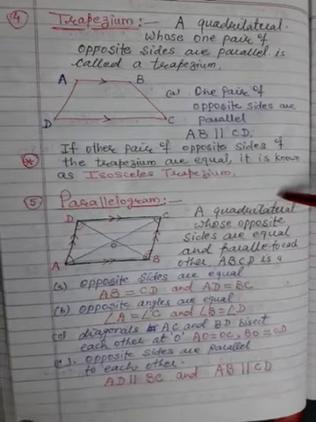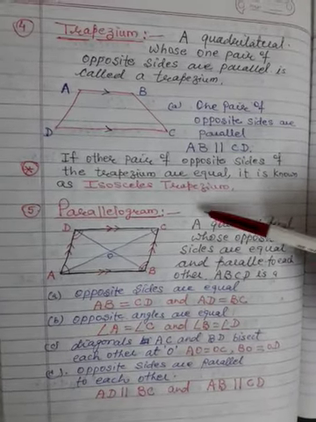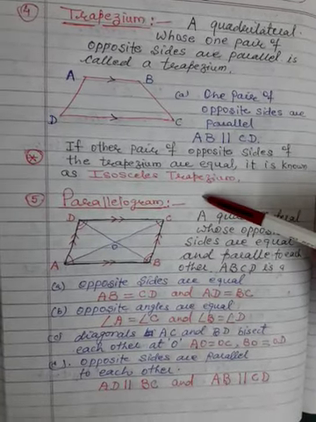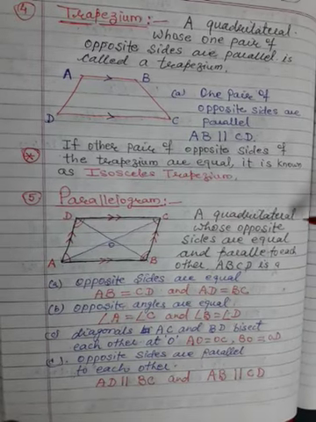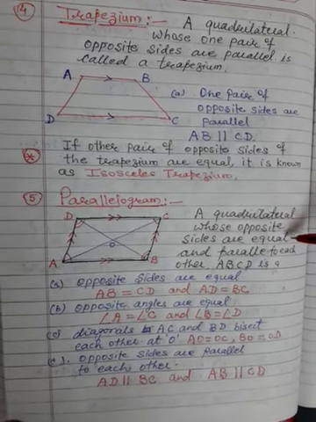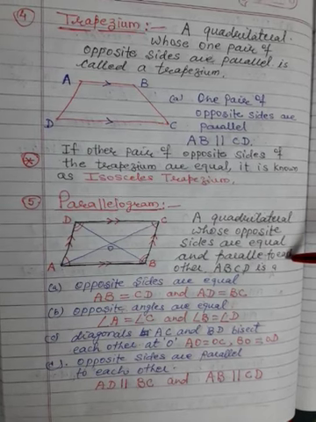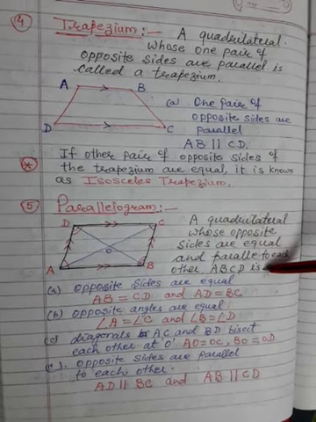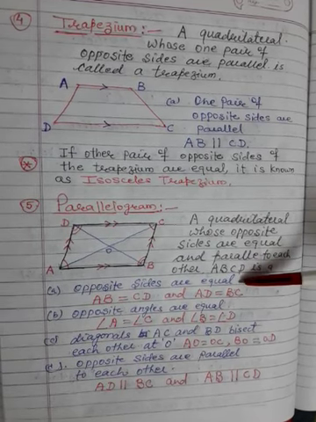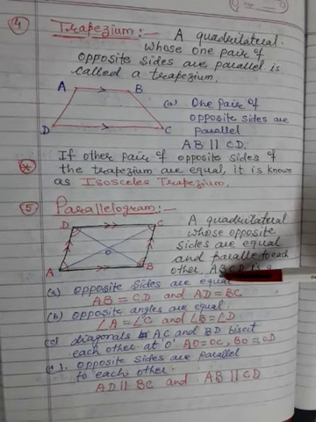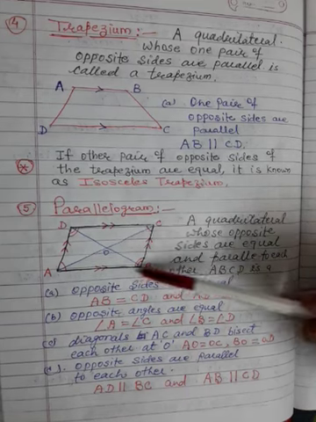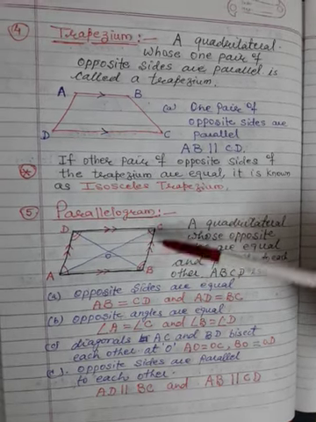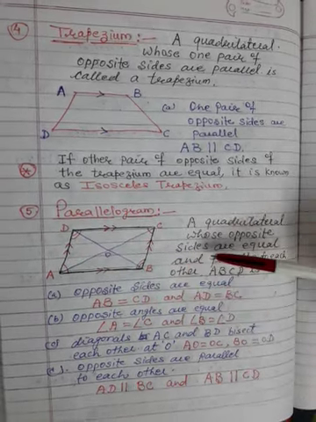Now come to another important one, the parallelogram. Again it is a quadrilateral. A quadrilateral whose opposite sides are equal and parallel to each other. Therefore ABCD is a parallelogram. In this, opposite sides are equal in length. AB is equal to CD, BC is equal to AD.